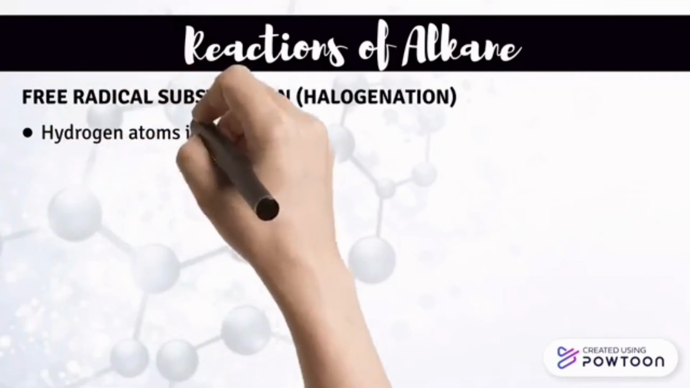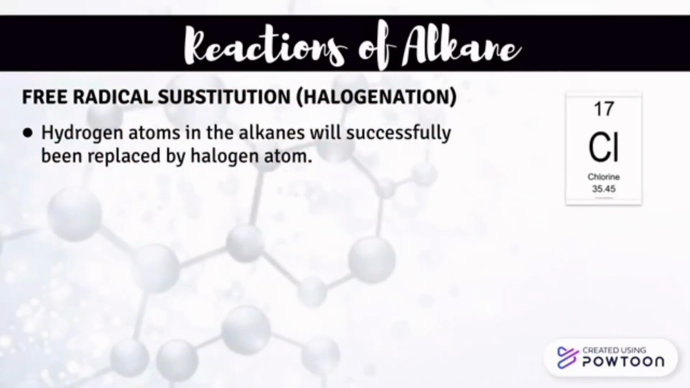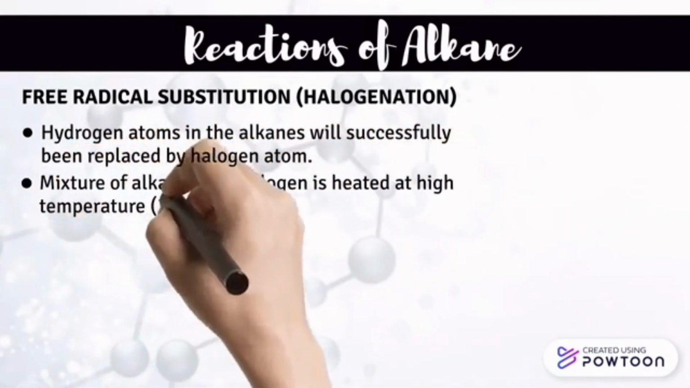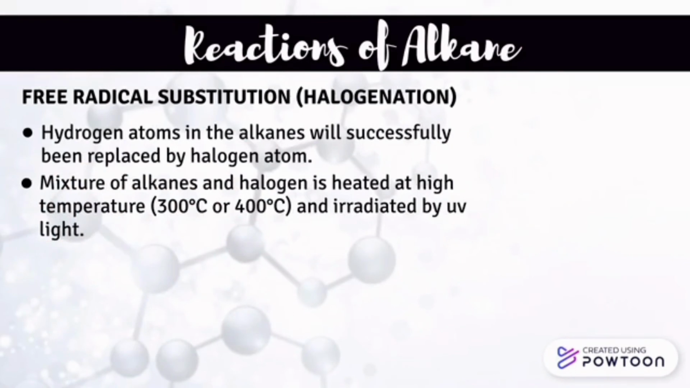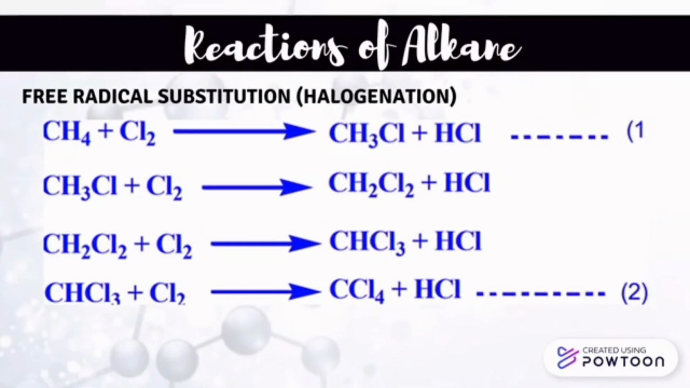Halogenation of alkane happens when the hydrogen atoms in alkane are successively replaced by halogen atoms like chlorine or bromine if the mixture of alkane and halogen is heated at a high temperature between 300 to 400 degrees Celsius. This halogenated alkane is produced by irradiation with ultraviolet light. This is an example of halogenation.